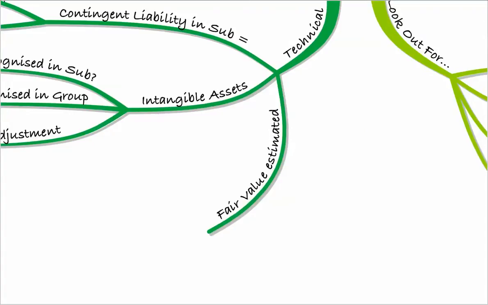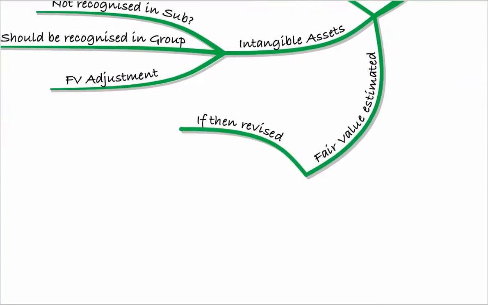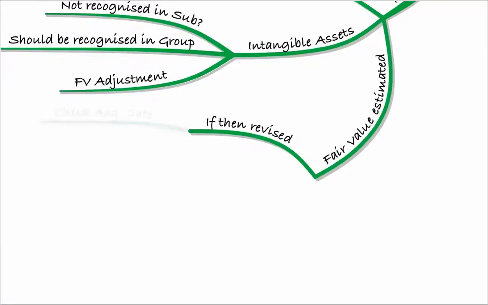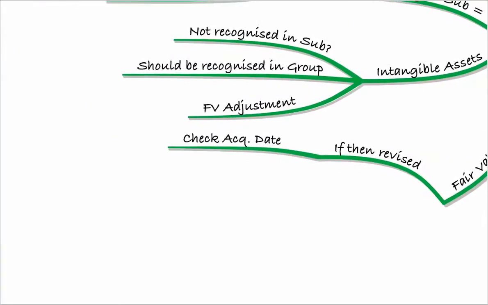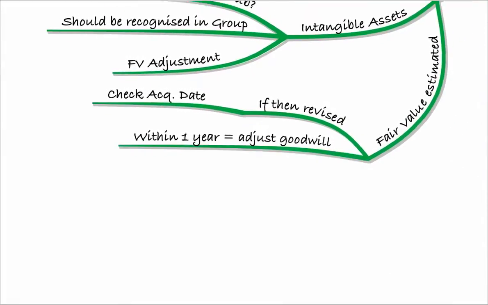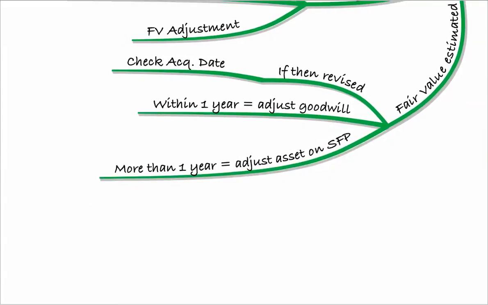Lastly then, a fair value estimate. So what we're saying is, if you didn't have an accurate figure at the year end and then you revise it later on, you need to check the acquisition date. So you estimate the fair value, you then revise it later on. If it's within 1 year of the acquisition date, adjust goodwill. If it's more than 1 year since the acquisition date, adjust the asset on the statement of financial position.